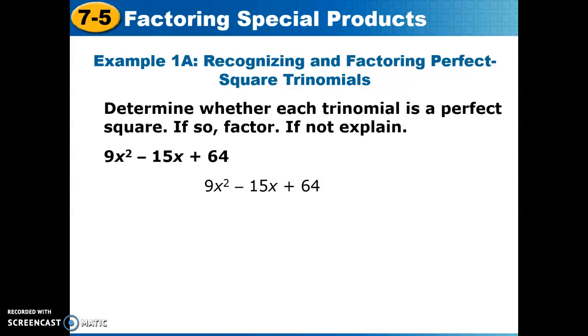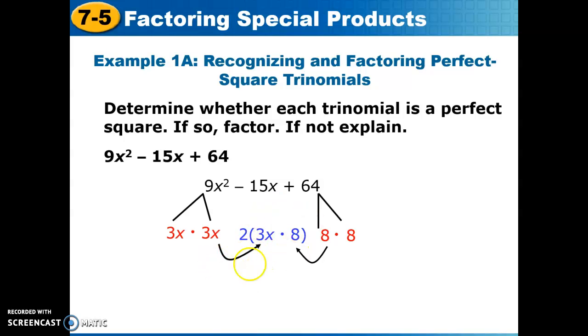So, first example, I have 9x squared minus 15x plus 64. I'm going to look at my first term, which is 9x squared. 9x squared is a perfect square because 3x times 3x gives us 9x squared. 64 is also a perfect square because 8 times 8 gives us 64. So we have to keep in mind 3x and 8. Those are the square roots. So we're going to now take 2 times 3x times 8. And if that gives us 15, then we have a perfect square trinomial.